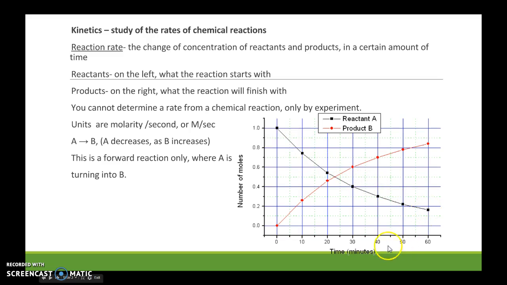Now if you look, this is over a certain amount of time. So we can look at the rate between 0 to 10, 10 to 20, or we could look at the rate between 0 to 60. How much it's changing over a certain amount of time. Here we use moles if we kept the volume constant. Again, this is for a forward reaction only. So again, kinetics is a change of concentration over a certain amount of time.